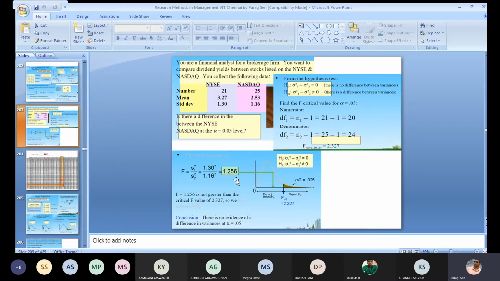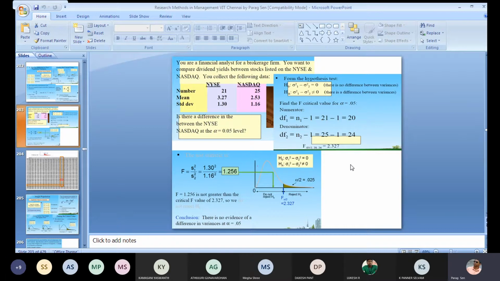Okay. So your F statistic value is less than your cutoff value. Okay. So this means you cannot reject your null hypothesis. You cannot reject your null hypothesis. There is not enough evidence that at alpha equal to 0.05 level, you can accept your alternative hypothesis. There is not enough evidence of that. So this is your conclusion.